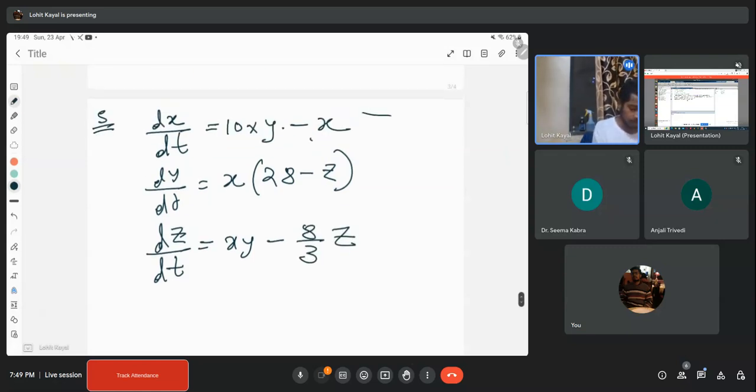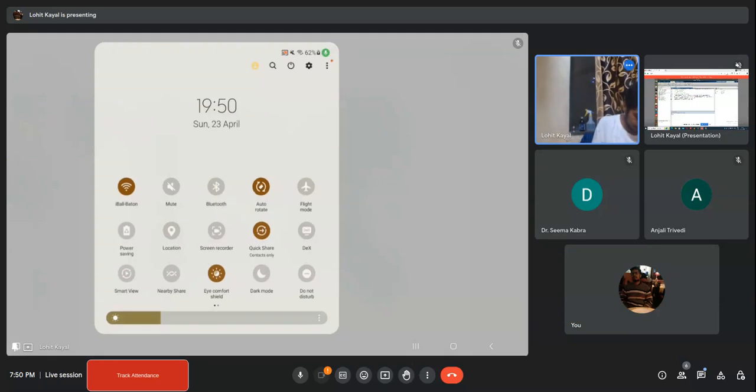Okay, so I need to solve these three equations with initial conditions. Here, instead of just plotting this, I have made an animation. For that I have used the command comet3. If you have two variables, then you simply write comet.